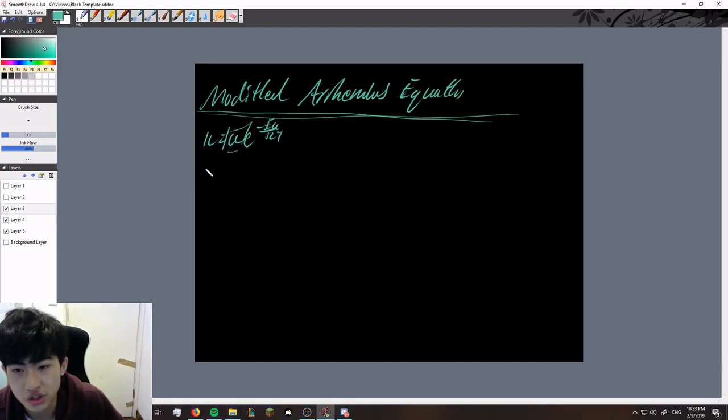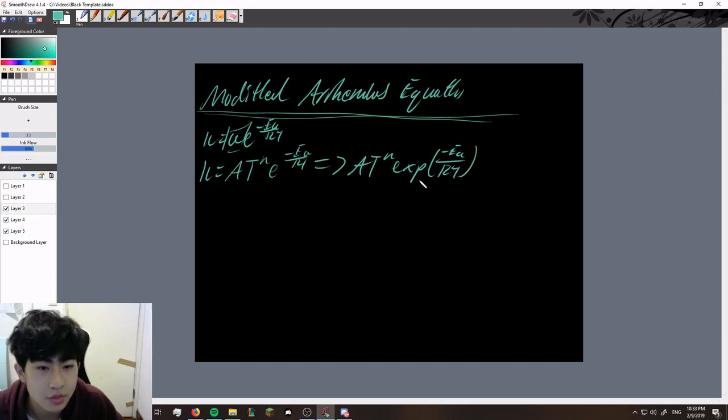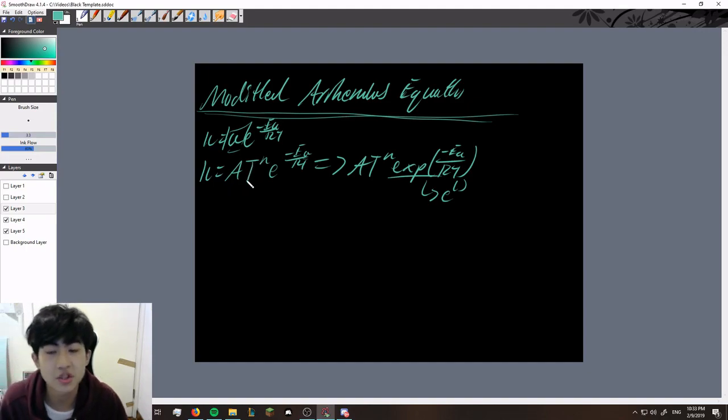The modified equation is given as K equals capital A times T to the N times e to the power negative EA over RT. Now in wider literature you may see this represented as A T^N EXP brackets negative EA over RT, and you don't have to worry about that. EXP is just another way of writing e to the power of whatever is in the bracket. So from this we can see that we no longer have a constant pre-exponential factor. Instead we have A multiplied by T to the N, and this is because of the intrinsic way that we actually calculate our exponential factor.